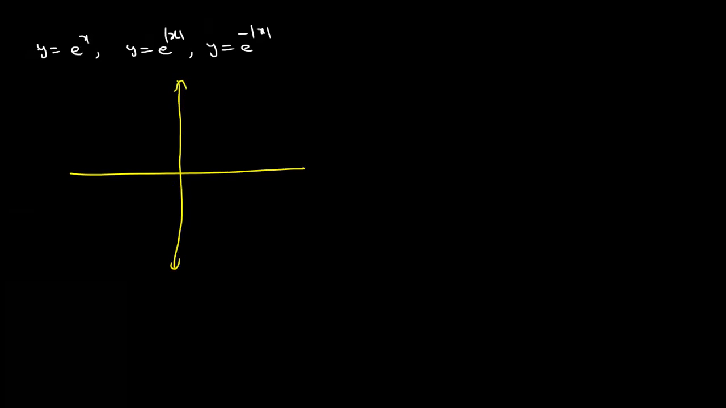Y is equal to e power x is there. Then how to draw e power mod x? Y is equal to e power minus mod x. Okay, fine. X, y. Y is equal to e power x, dear students, see. This is y is equal to e power x. But mod x means what here? X can be positive or negative. The mod x means always positive. So the graph is coming like this, see.